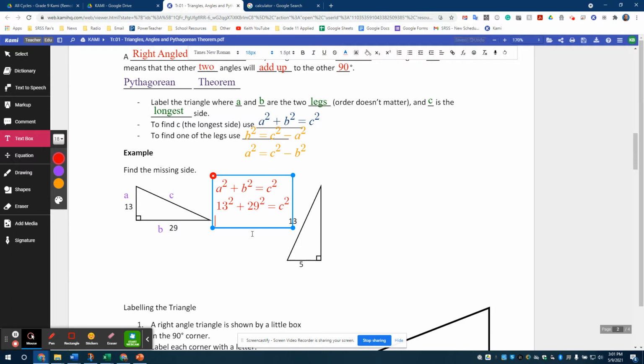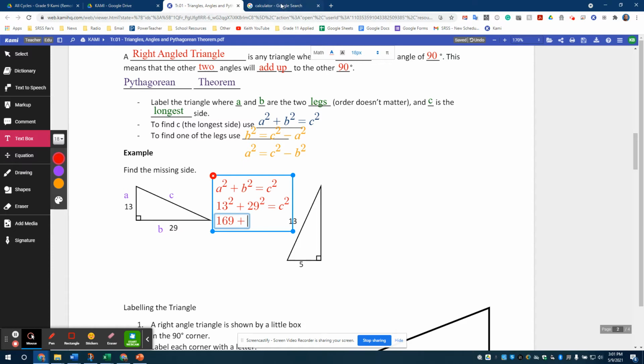Now, here's one thing that I've really noticed when doing these questions where some students make an error: they add the 13 and 29 together, and so then C all of a sudden is 42. That's not what we're doing. Remember, with order of operations, we need to square our numbers first. So 13 squared, okay, is 169.